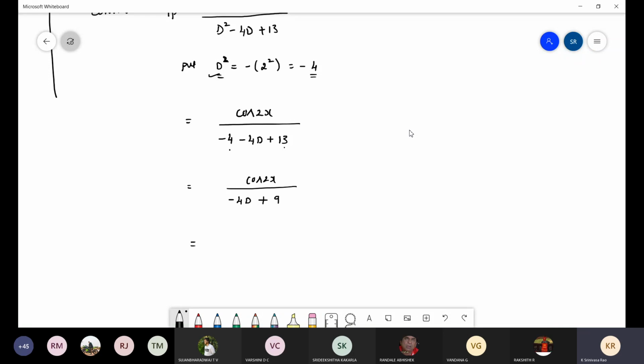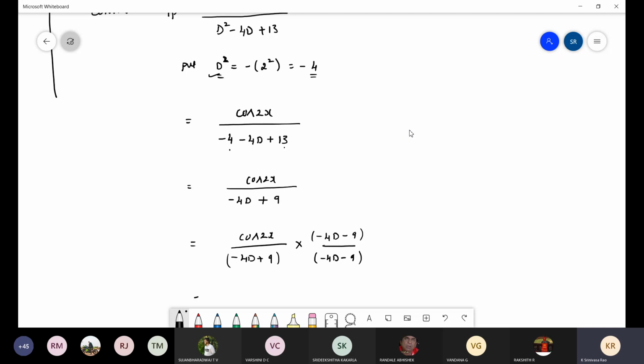So substitution is only for the D square, not for D. What we have to do, I think you heard the word, we call it rationalization. Did you hear that method? Yes, sir. So in that method, we multiply and divide by the expression opposite to the denominator. Take cos 2x by minus 4D plus 9, multiplied by minus 4D minus 9 divided by minus 4D minus 9. Both expressions should be the same, because if I cancel the numerator and denominator, I will get the previous step only. So this is called the rationalization method. Whatever the denominator expression, we multiply with its opposite.